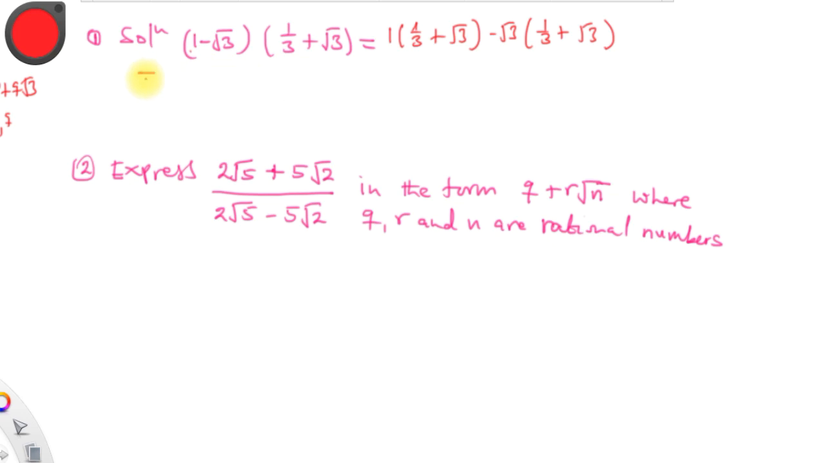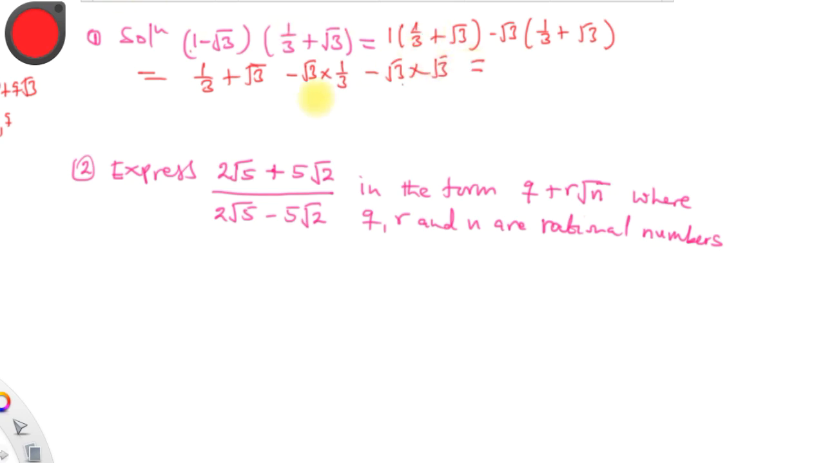1 times this, you get the same thing, 1 over 3 plus square root of 3. And then negative square root of 3 times this: you get minus square root of 3 times 1 over 3. And then this negative square root of 3 is multiplied by positive square root of 3.